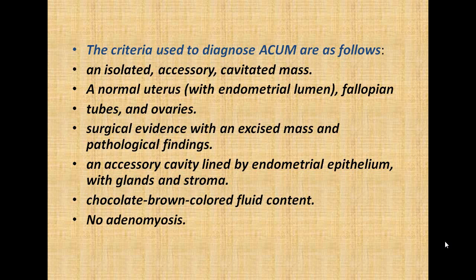The criteria used to diagnose ACUM are as follows: an isolated accessory cavitated mass; a normal uterus with normal endometrial lumen, fallopian tubes and ovaries; surgical evidence with an excised mass and pathological findings; an accessory cavity lined by endometrial epithelium with glands and stroma on pathology, and chocolate brown colored fluid content; no adenomyosis.